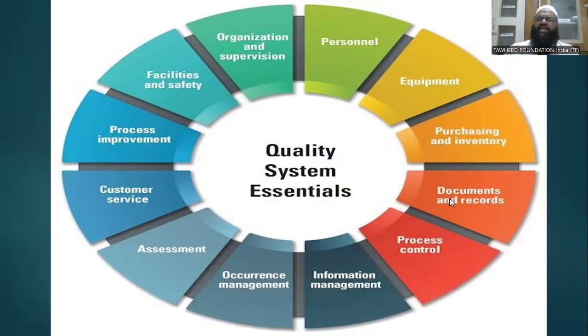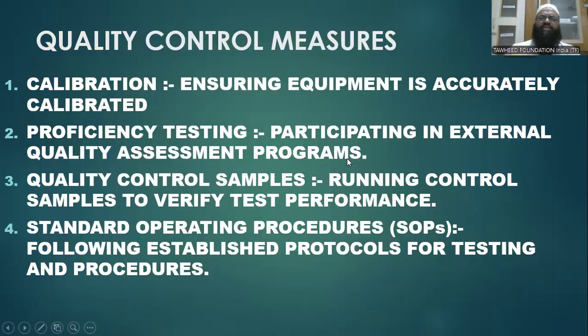So here is a small diagram. You can see here, to run a quality laboratory: organization and supervision, personnel, equipment, purchasing and inventory, documents and records, process control, information management, occurrence management and assessment, customer satisfaction, process improvement, facilities and safety. These things we should keep in mind before establishing a laboratory.